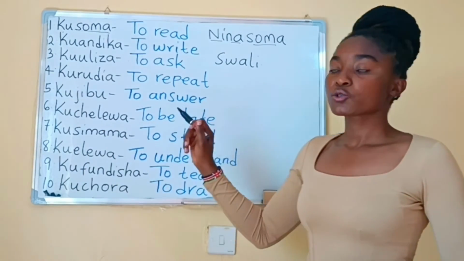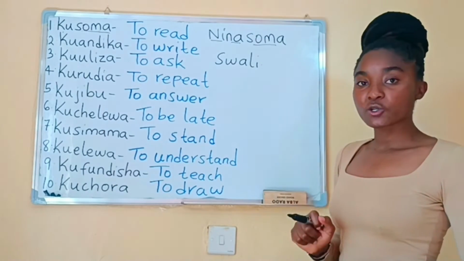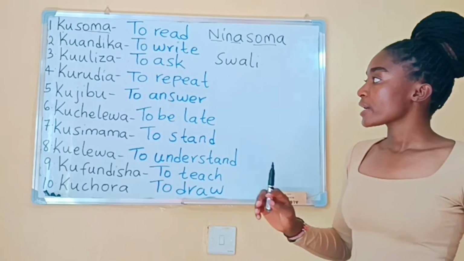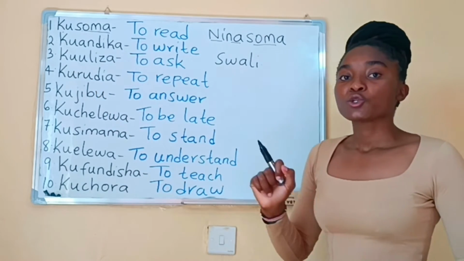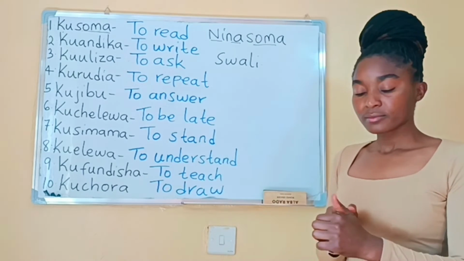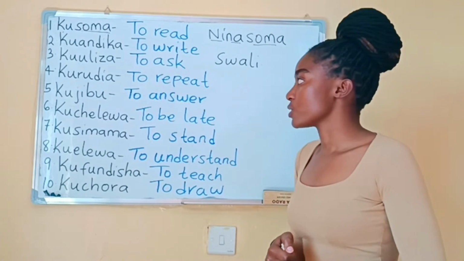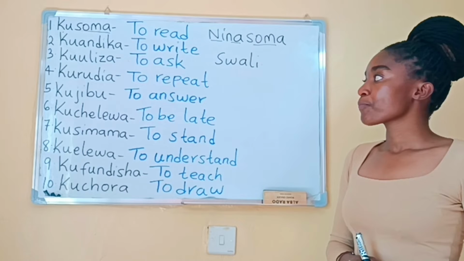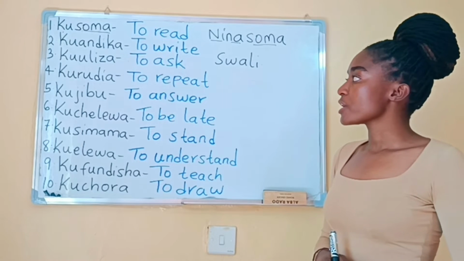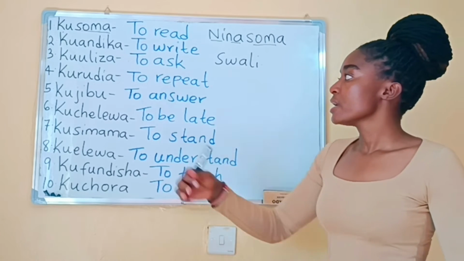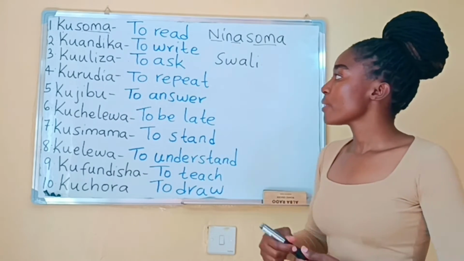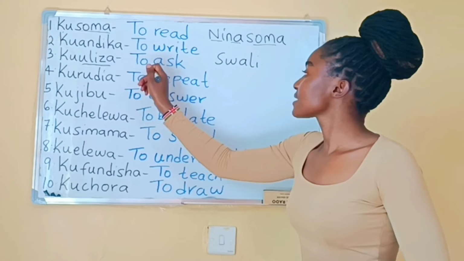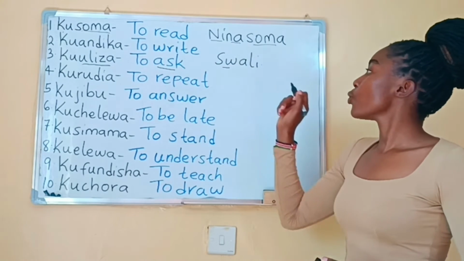Swali. So swali is question. So I can say kuuliza swali, which means to ask a question. If I want to say ask a question, I'll say uliza swali. Remember, uliza means ask, swali question.